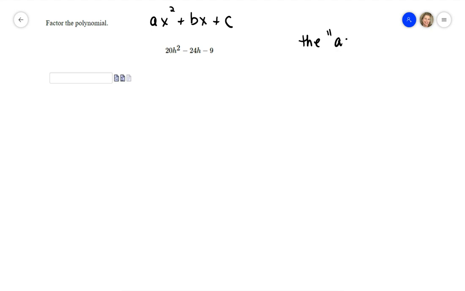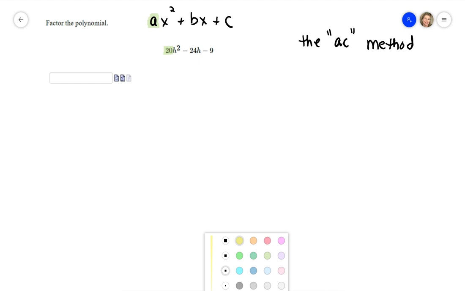I'm putting the AC in quotes because you're literally going to take the A and the C and multiply them together. The A is the coefficient on your squared variable, which in this case would be the 20. And then your C is actually your constant, which is the -9. If there had been a +9 there, I would see it as a +9.